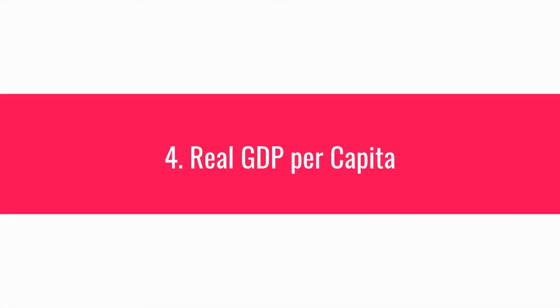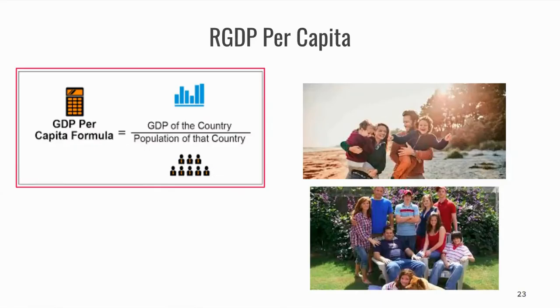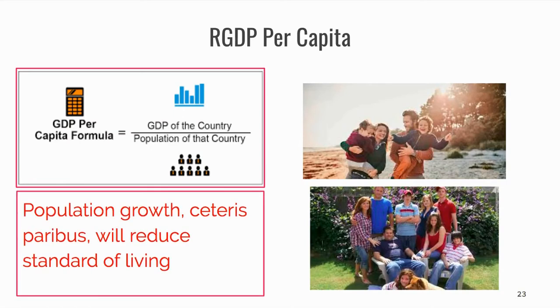Here's our 4th topic, real GDP per capita. You calculate it by dividing our country's GDP by the population of the country. So GDP per capita is a great way for us to measure the standard of living for different countries. So ceteris paribus, if we have population growth, it reduces our standard of living.